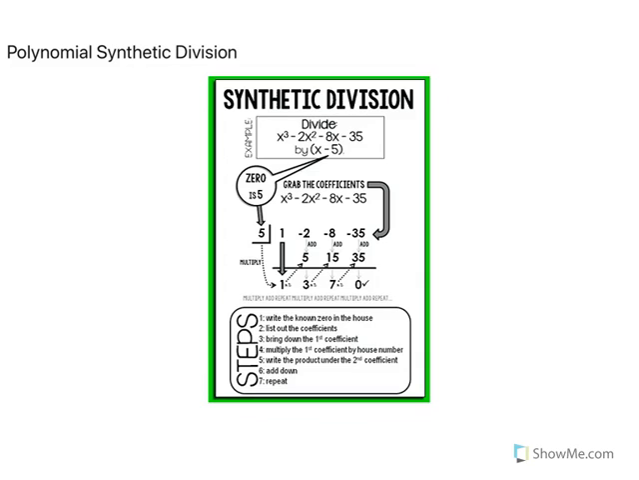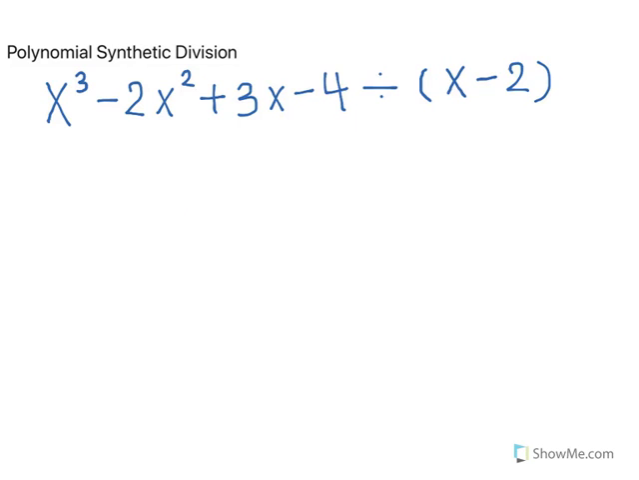So, first of all, what is synthetic division? Well, synthetic division is a method for dividing a polynomial by another polynomial of the first degree by a method of long division. So, let's start off with an example. Let's do x cubed minus 2x squared plus 3x minus 4 over x minus 2 using synthetic division.